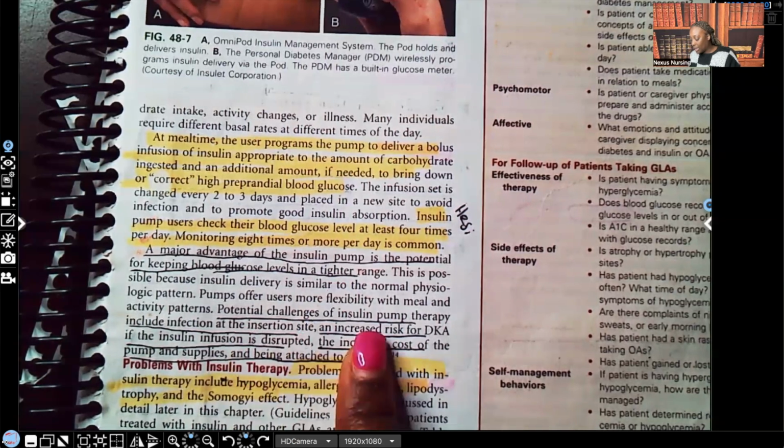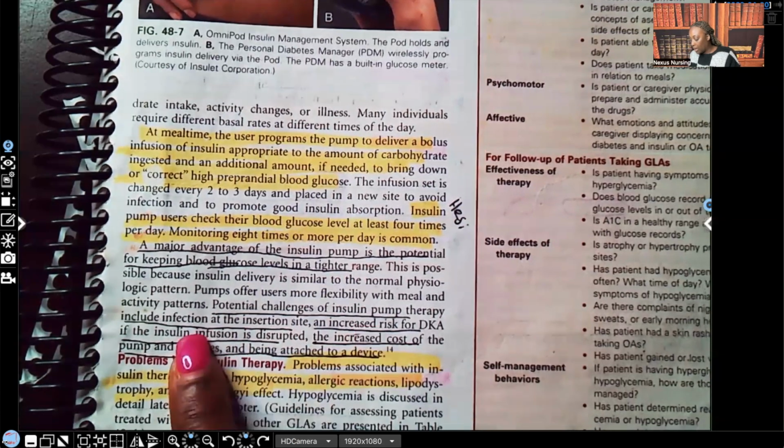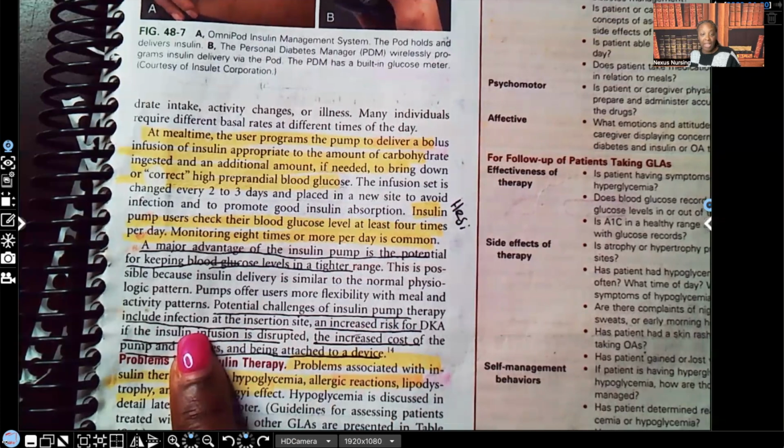Potential challenges of insulin pump therapy include infection from the insertion site. And we know that because remember I talked to you, I think it was in the last video, anything that is introduced to the body, anything that is foreign, there's a high risk for infection.